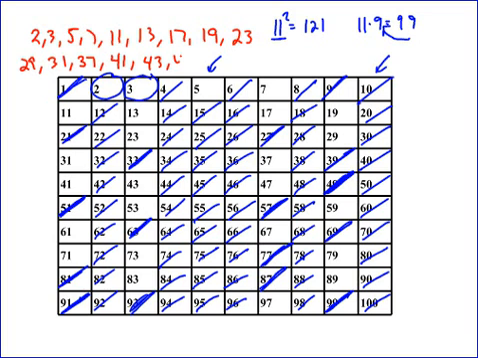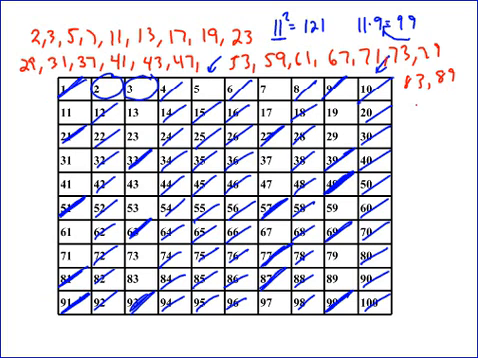So the primes are 47, and we can just list all these out. 53, 59, 61, 67, 71, 73, 79, 83, 89, and 97. Those are all the prime numbers. You should start taking the time to know those. Those come up in a lot of interesting problems, and you should know all the prime numbers.